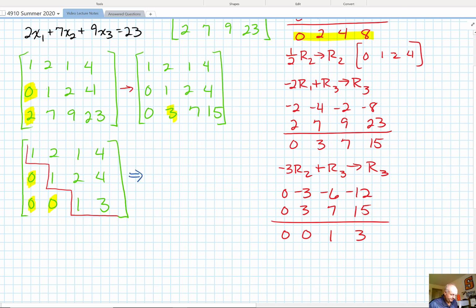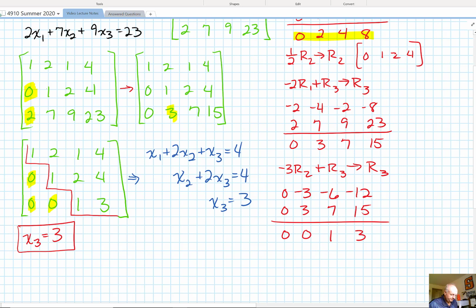And it might be useful at this point to put this back into the system. Again, x sub 1 plus 2 x sub 2 plus x sub 3 equals 4. So we're rewriting as a system, x sub 2 plus 2 x sub 3 equals 4. And then x sub 3 equals 3. And of course you see, thanks to the stair-step echelon form, our last equation just has an x sub 3 in it. And in this case, it's super simple to solve. In fact, we just know that its solution is 3. So we know that x sub 3 has to be 3.